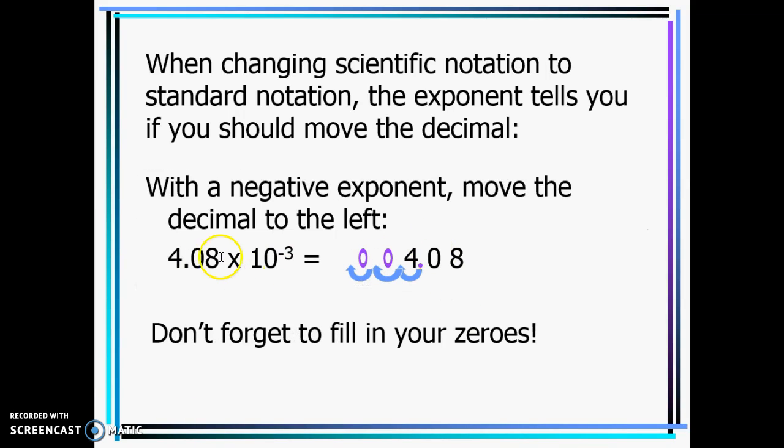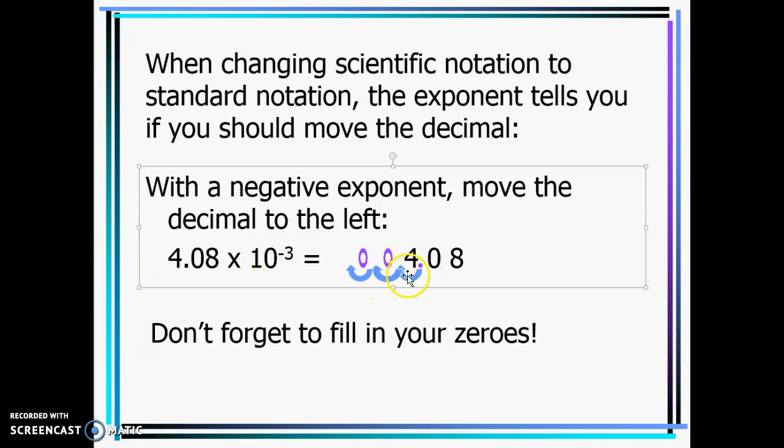Okay. Here you have a negative exponent. So you have the same value, 4.08 times 10, but now it's to the negative 3. Again, the negative tells you that when you write your number in the long or standard form, it's going to be a number less than 1. To make sure that this number is less than 1, you're going to move the decimal point to the left. Again, you're going to move it 3 times.